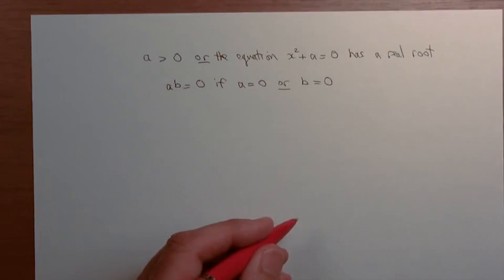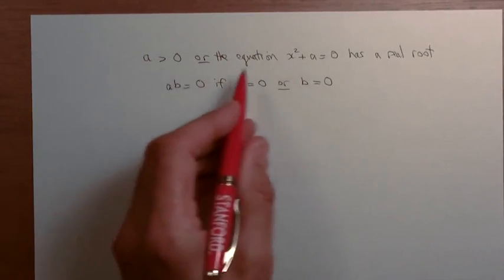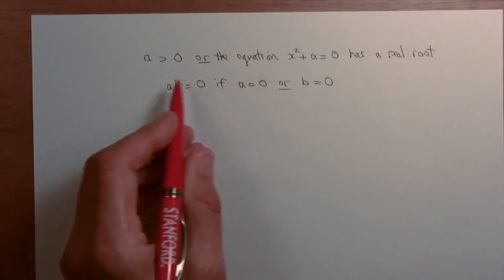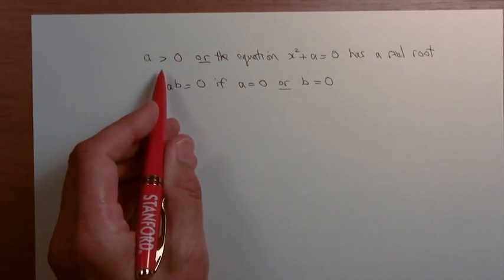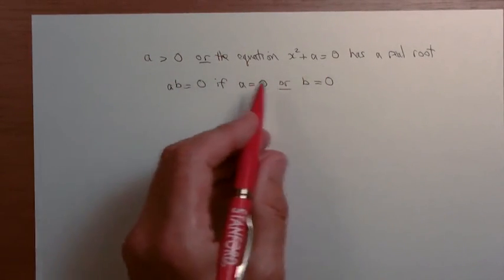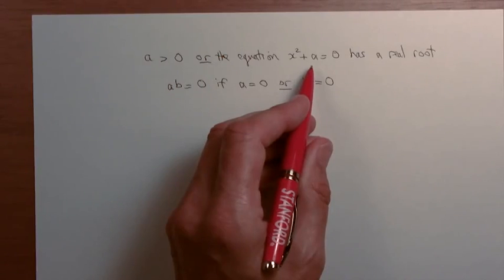Both statements are in fact true, but there's a difference between them. The meaning of OR is not the same in the first sentence as it is in the second sentence. In the first sentence, there's no possibility of both parts being true at the same time. Either A is going to be positive, or this equation will have a real root. They can't both occur. If A is positive, then this equation does not actually have a real root.